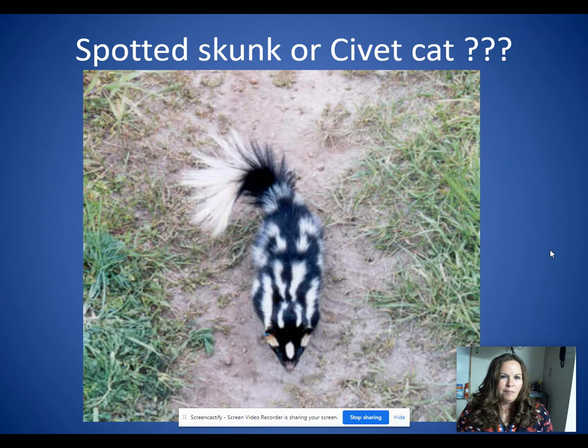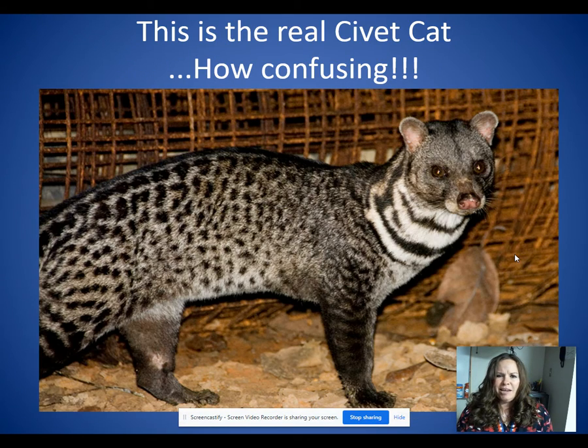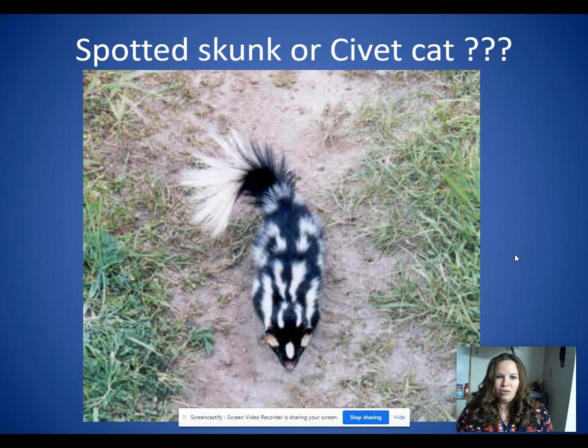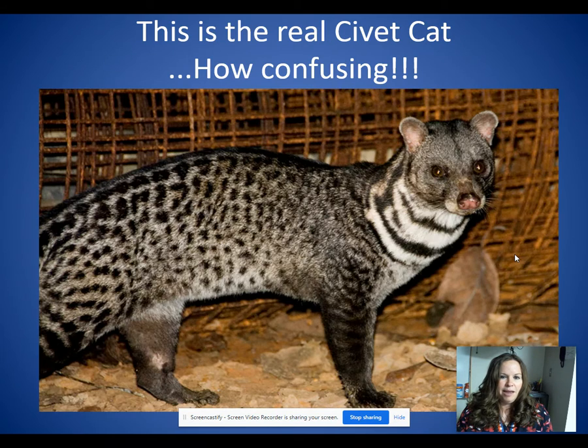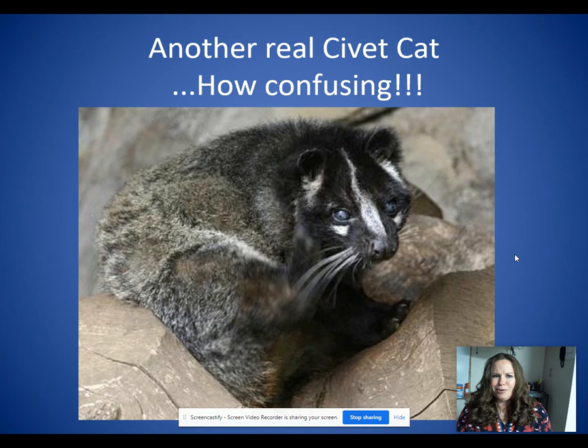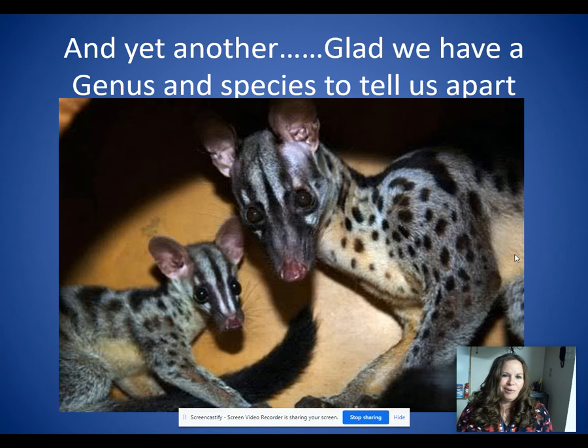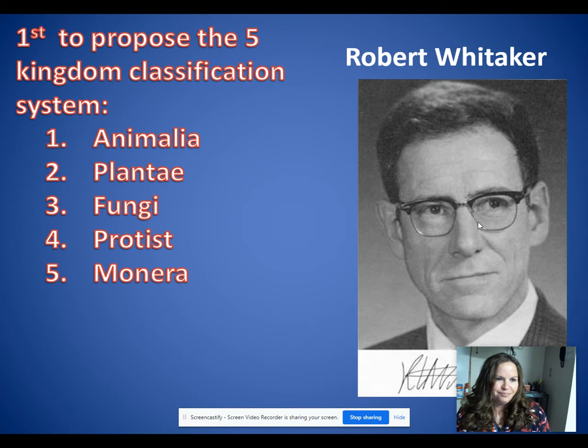I know my dad always called these civet cats, but really they're spotted skunks. But farmers used to call them civet cats around here. This is actually what a civet cat is. So having, again, a genus and a species or scientific name can help us. Oh, there's another civet cat. Oh, and another one. Good thing we have a genus and species to tell us apart.